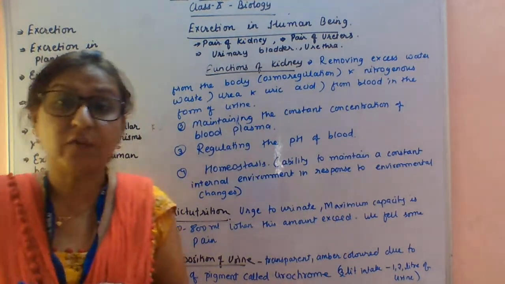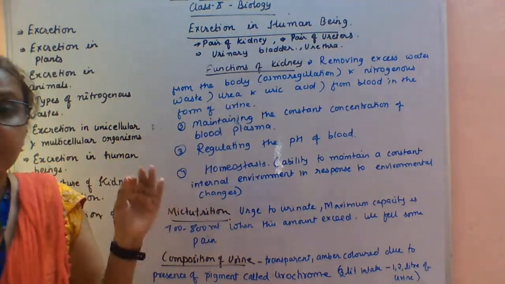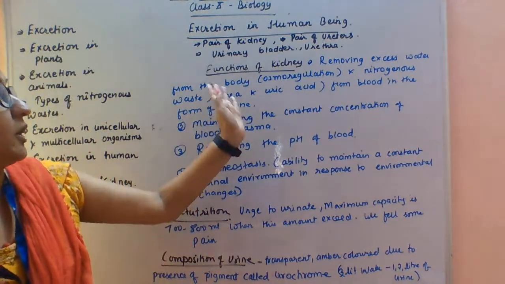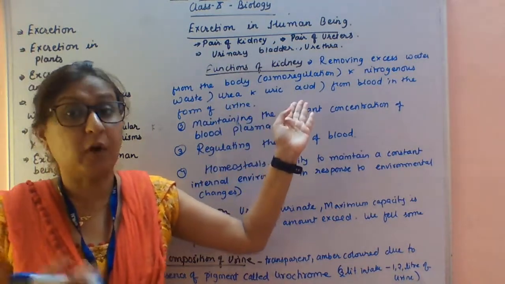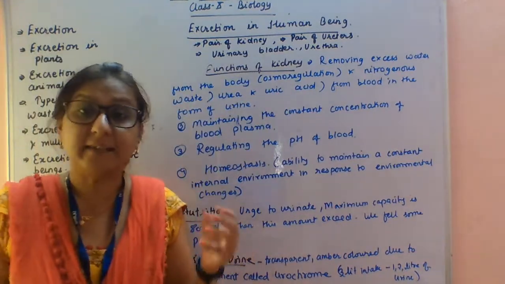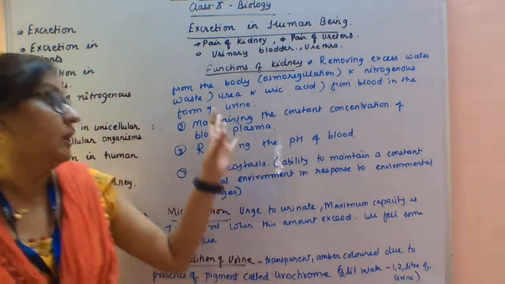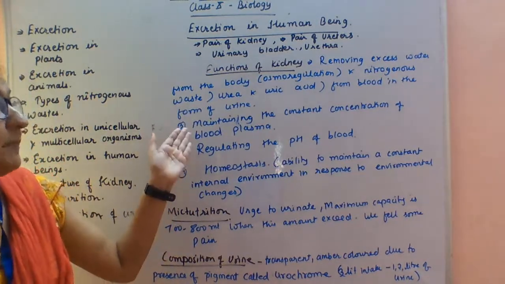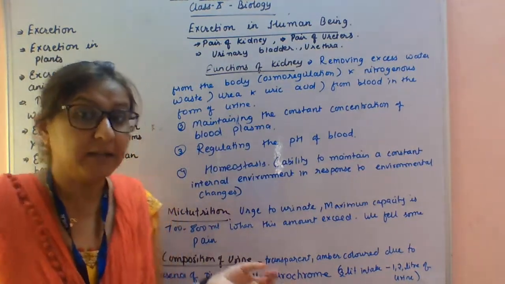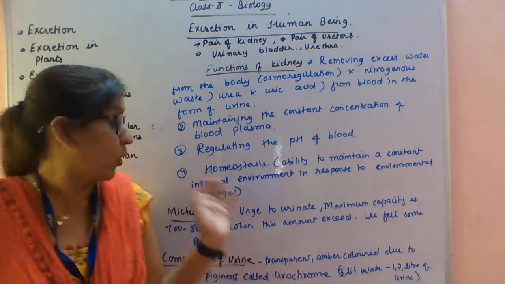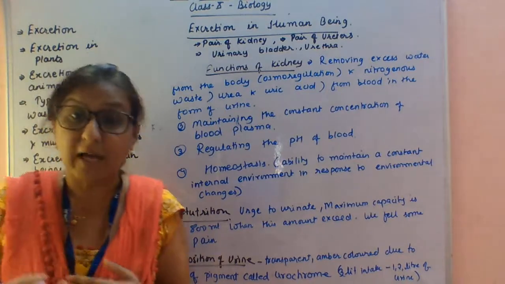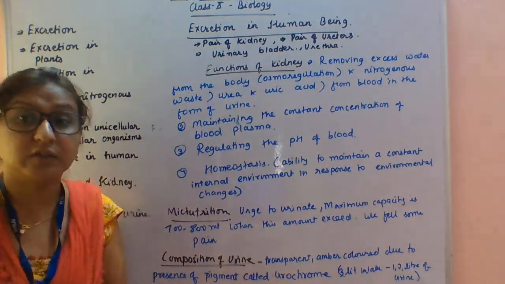Okay students, next, what are the functions of the kidney? The functions of the kidney are first removing excessive water and waste from the human body. Removing excess water from your body is called osmoregulation, and removing nitrogenous waste, that is urea and uric acid, from the blood in the form of urine. Next, maintaining the constant concentration of blood plasma. Third, regulating the pH of the blood. And last, homeostasis. Homeostasis means the ability to maintain a constant internal environment in response to environmental changes. So these are the functions of the kidney.